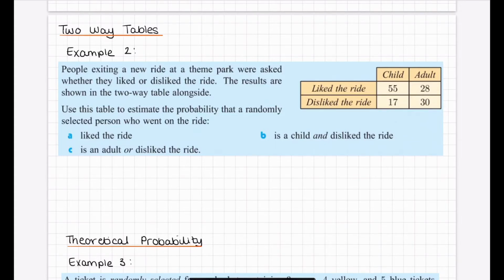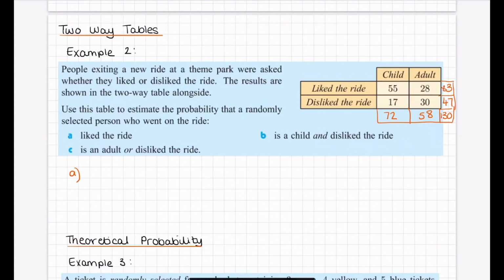So the first thing that is always a good thing to do with two-way tables is to create some totals. What we normally do is add a row and a column underneath the values. Sorry for my dodgy lines there. And we add them up. So 55 plus 17, 72, 28 plus 30, 58. We'll have 83, 47, and then you can add down or across, doesn't matter, but our total number of people was 130.